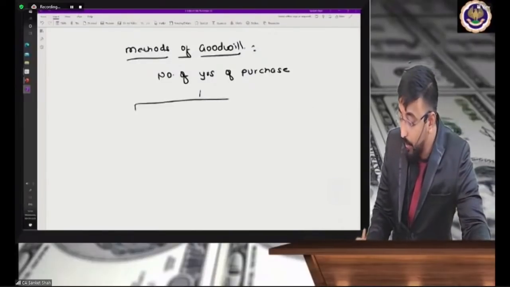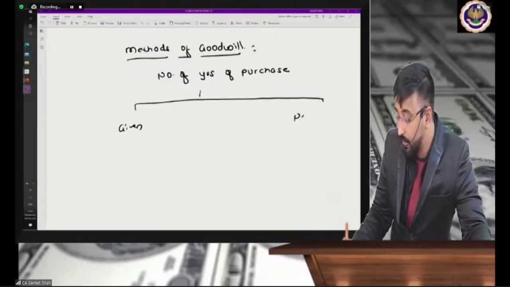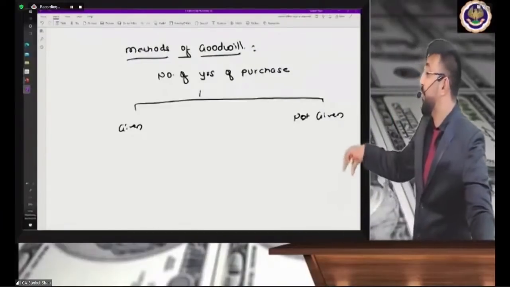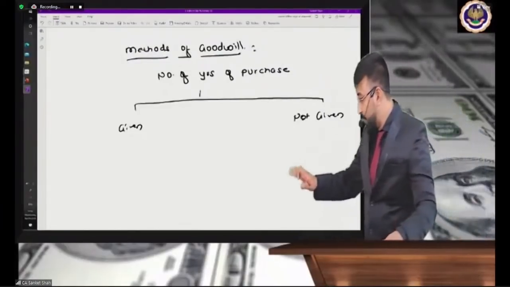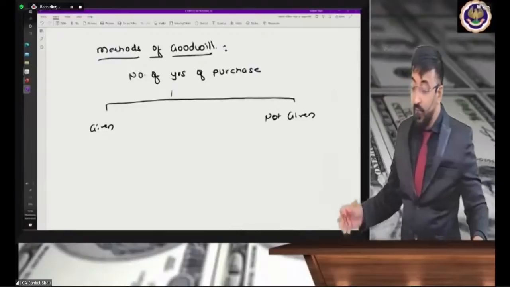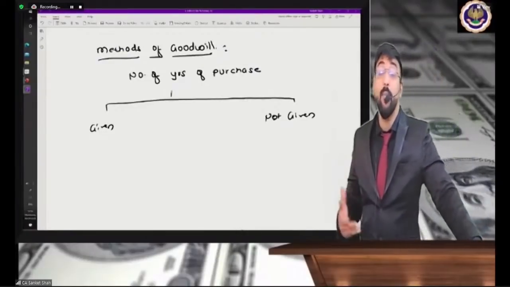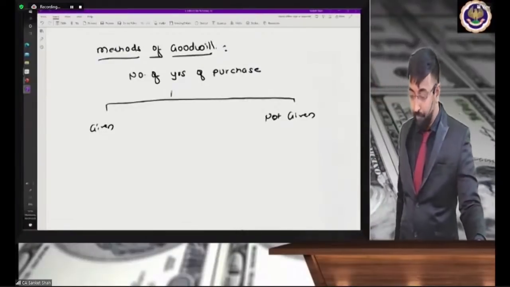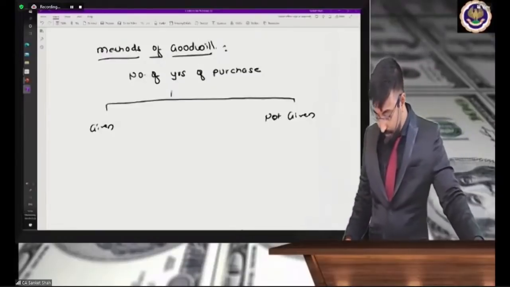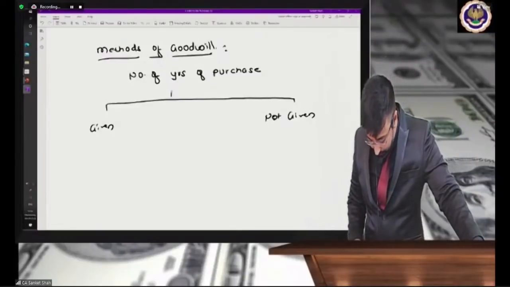Now what is number of years of purchase? Many students answer it in this way: Sir, number of years of purchase means which is given in the question. Okay, it's not like that beta. Number of years of purchase given and not given. Now what is number of years of purchase? Understand this concept. Same example.